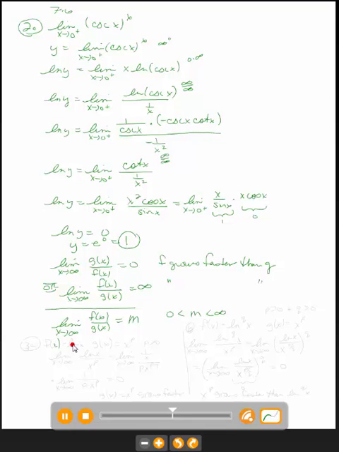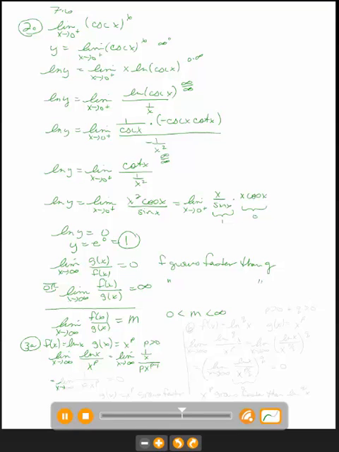So let's see. Example 3a. The functions are natural log of x and x to the p, with p being greater than 0. So if I set this up and I take the limit as x goes to infinity of the natural log of x over x to the p, that would be infinity over infinity, so I'd have to use L'Hopital on it. That would be 1 over x over, now the derivative here is p x to the p minus 1, because p is a number.